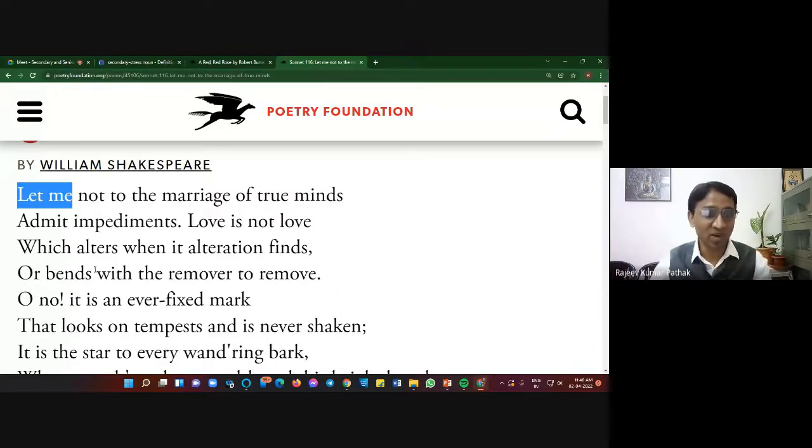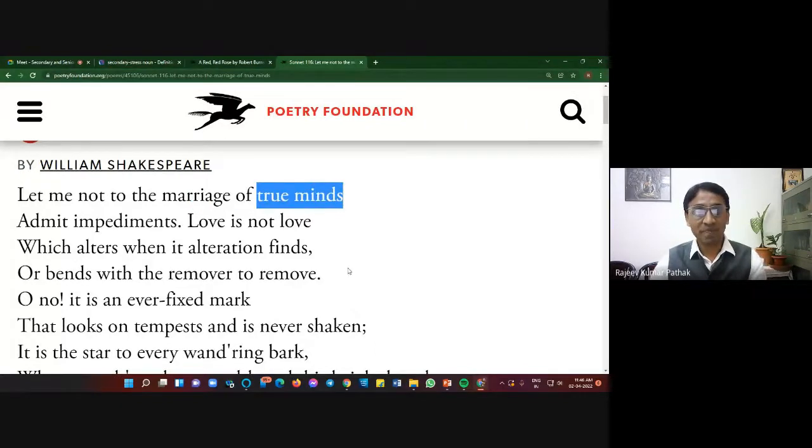So 'let me' is one foot, 'not to' is the second foot, 'the mar' is the third foot, 'res of' is the fourth foot, and 'true minds' is the fifth foot. So there are 5 feet, which is a combination of unstressed and stressed syllables. The plural of foot is feet. So there are 5 feet in this line.